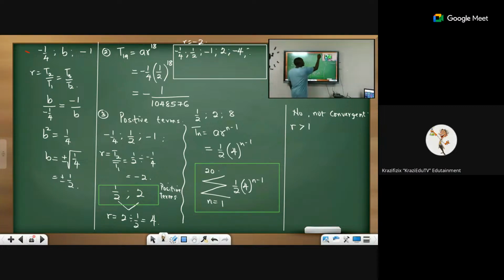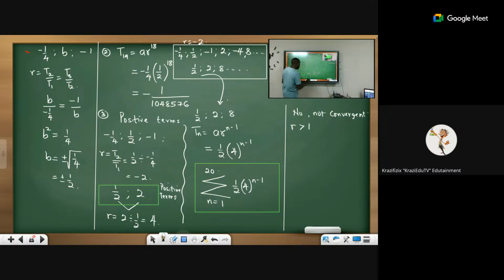So can you see we can continue like that, right? Yes, sir. So what are your positive terms? Because we are dealing with only positive terms. What would it be? Sorry, half, 2, and 8. Next, 2 and 8. So we want a sigma for this. So what is your A? Half, sir. Good.